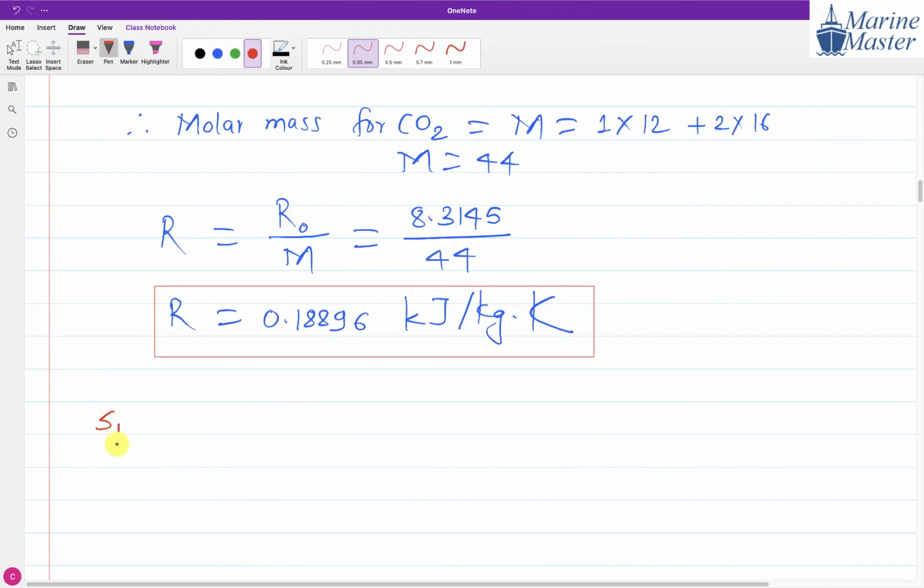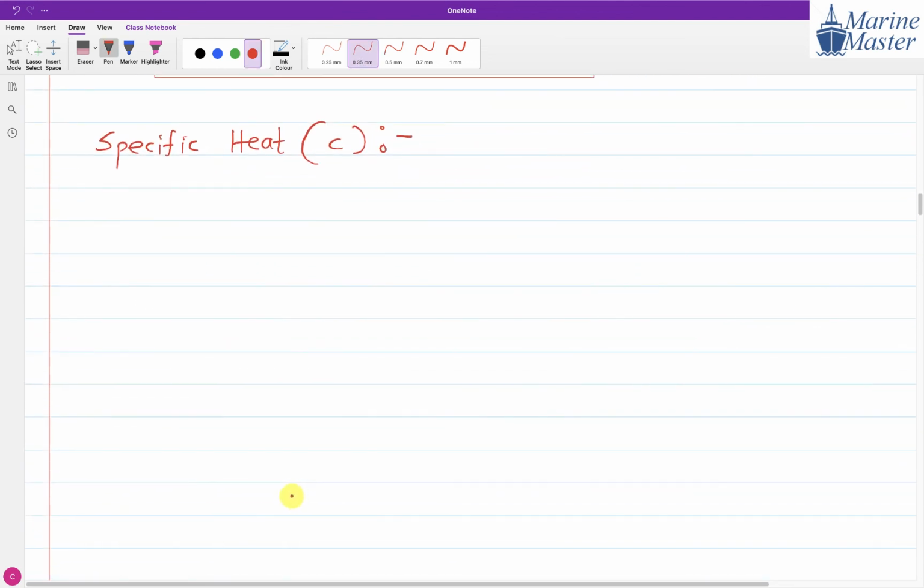Give the next heading, specific heat. We generally denote specific heat by a small c. Yes, sir, done. Now what is meant by specific heat?